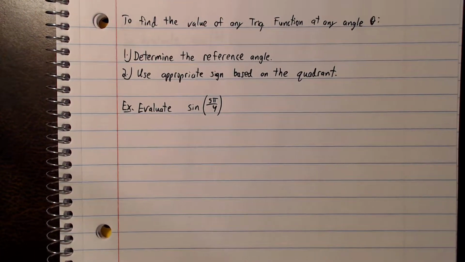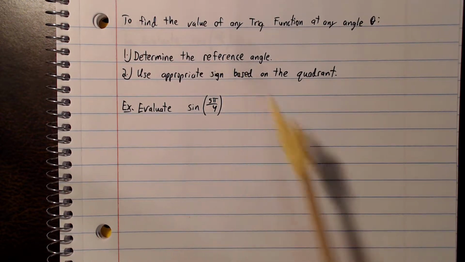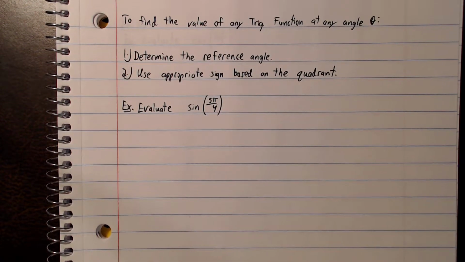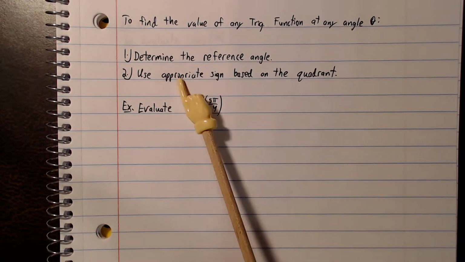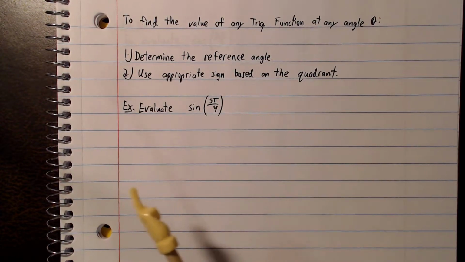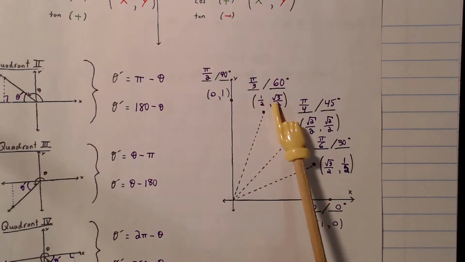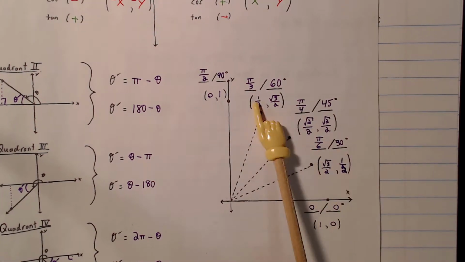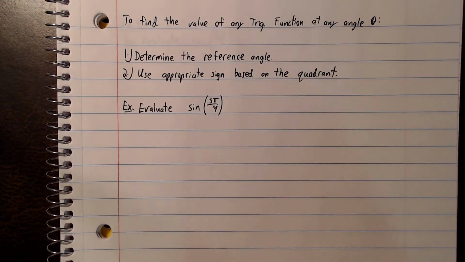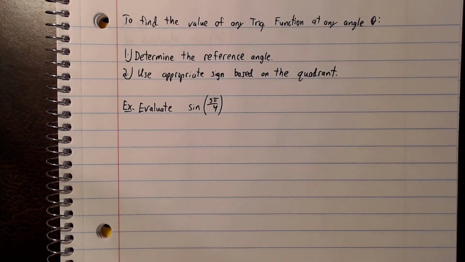So here it is. To find the value of any trig function at any angle theta, we're going to determine the reference angle, which, good thing I just showed you how to do that. And step 2, we're going to put the appropriate sign based on the quadrant. I talked about that. Depending on what quadrant it falls in, we're going to take these values and we're going to slap on whatever sign is needed. Okay? So it's not too difficult. We're just combining pretty much everything we've done in this lesson so far.